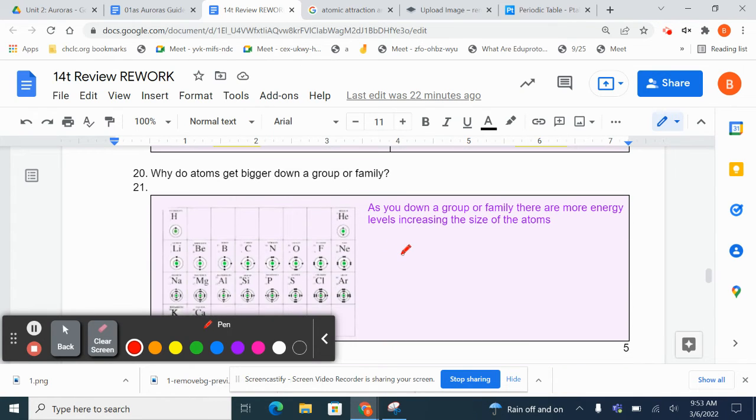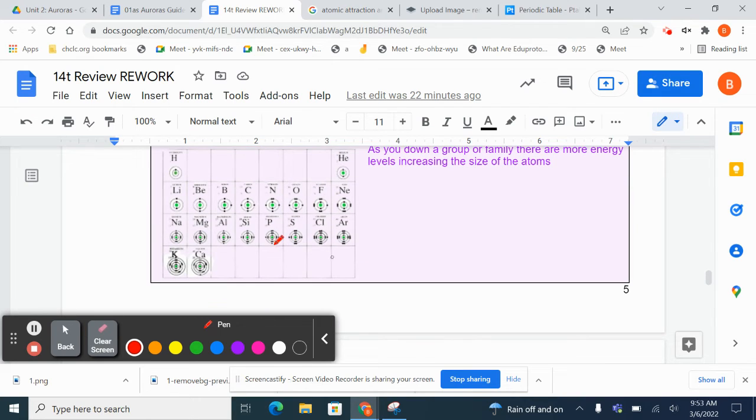All right, so why do atoms get bigger as you move down a group or family? As you go down a group or family, there are more energy levels, increasing the size of the atom. And you can see this in all of these different atoms. As you go down a column, they're going to get bigger. And you can see each ring is a new additional energy level. They're getting more and more energy levels as you go down.